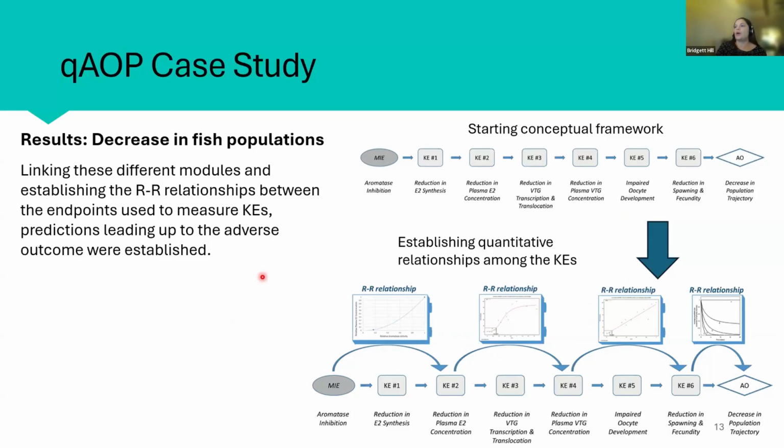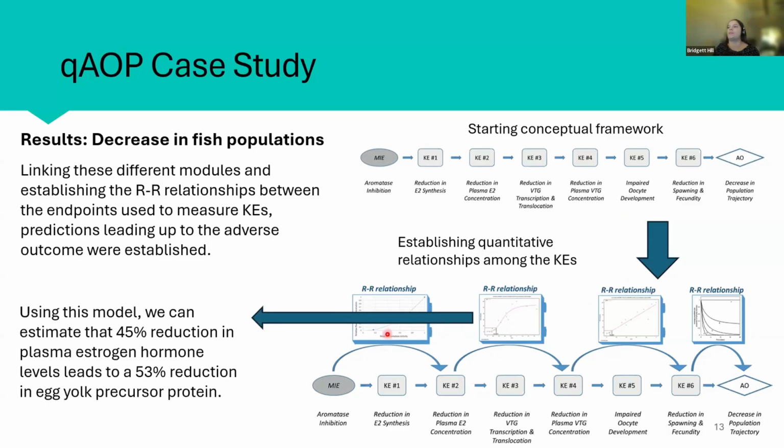But just to show an example of some of the predictions that you can make, looking at this specific module on this response relationship, you can make predictions and estimate if, for example, a 45% reduction in one of the key events, such as the plasma estrogen hormone levels, can lead to a 53% reduction in that egg yolk precursor protein. And you can continue making those predictions and associations as you move closer to the adverse outcome.